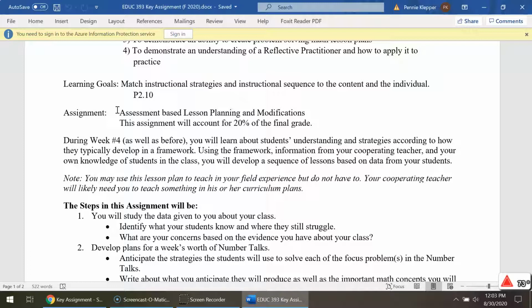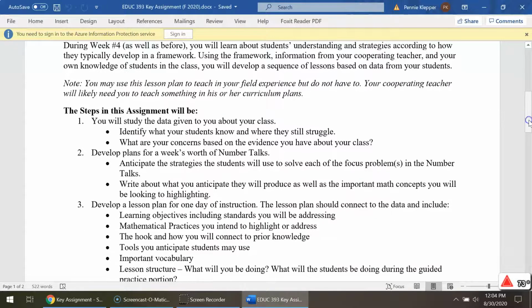So as you know, as we've progressed through this course, you've learned about the strategies and understanding strategies and how they develop in a typical framework. And you've probably seen some of those particular things with your cooperating teacher and how you're going to use the information that you've learned over this course to develop lesson plans for number talks for 1 week. So just to let you know, you may use a lesson plan that you've taught in your field experience, but you don't have to. And your cooperating teacher will likely need you to teach something from his or her curriculum plans. So you can use that as well.